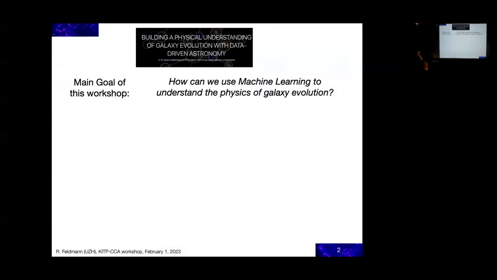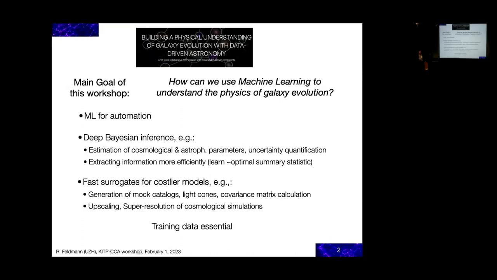So I actually went to our workshop website and tried to grab the actual goal of this workshop, and I tried to paraphrase it here. It's how can we use machine learning to understand the physics of galaxy evolution? And we have seen over the past few days that there are obviously many different ways machine learning can help us. I just listed a few examples here, like we can use it for automation purposes.